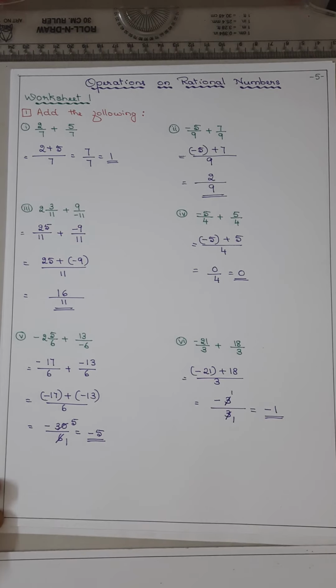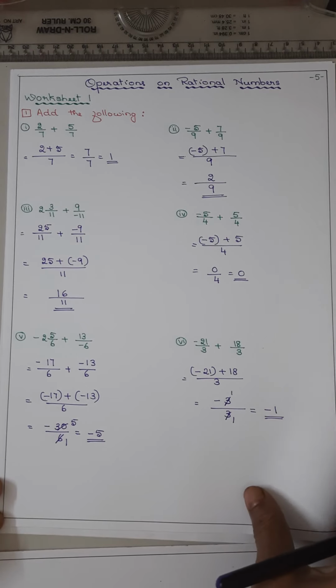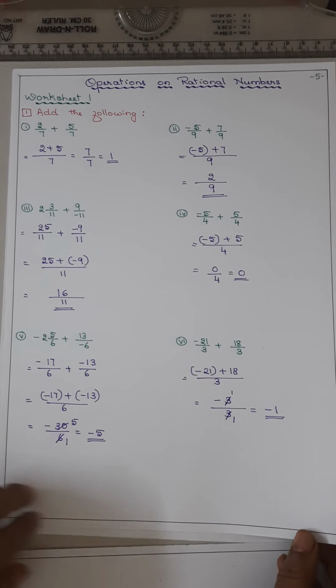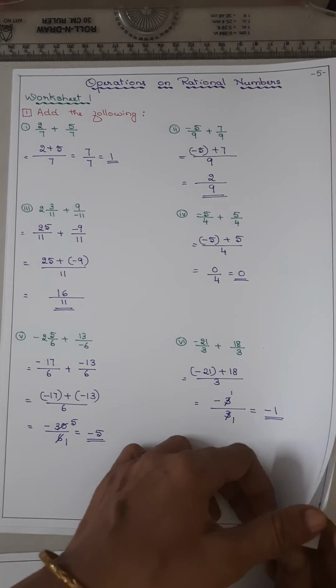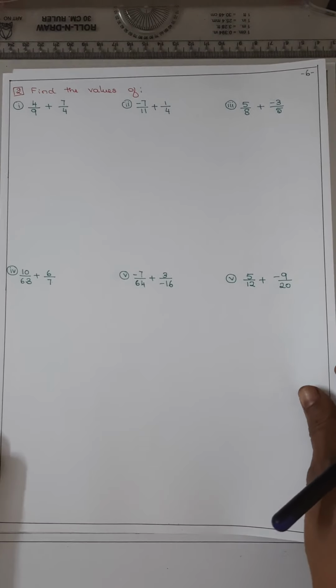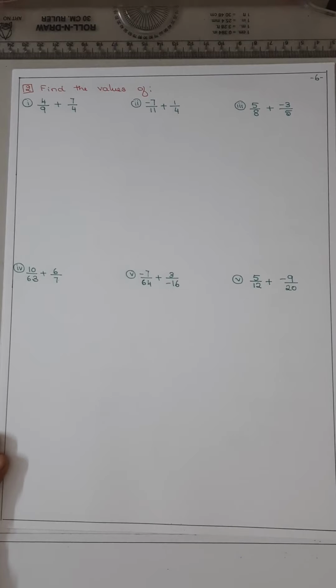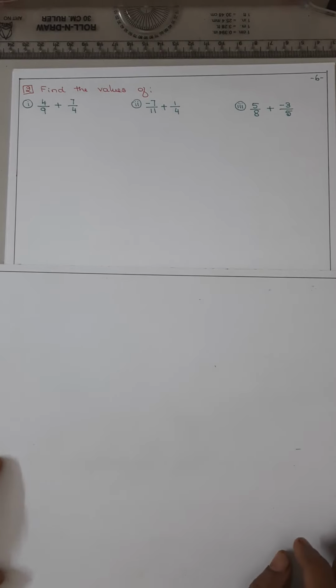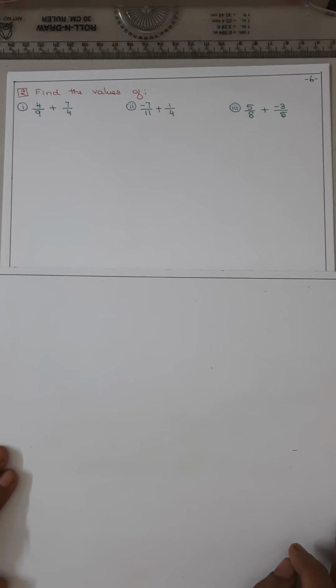Hope you have understood this first sum. Here the denominator is same, so directly you can add the numerators. Now coming to the second sum, the denominators are different, so we have to take the LCM. Hope you remember, we have already discussed in the example.